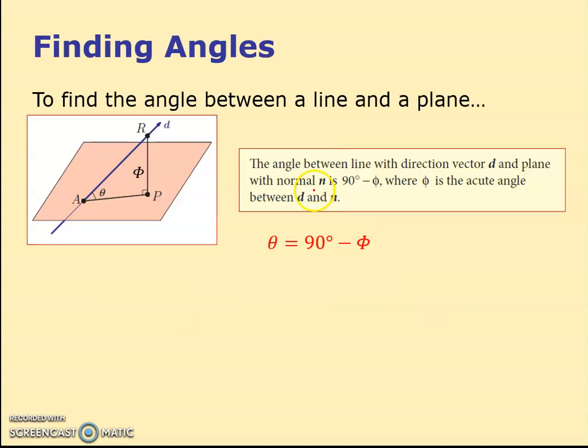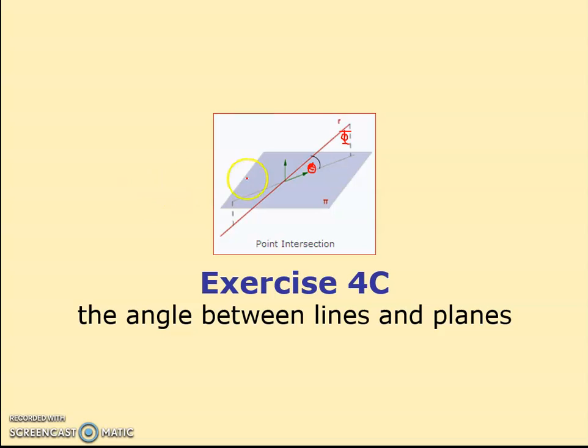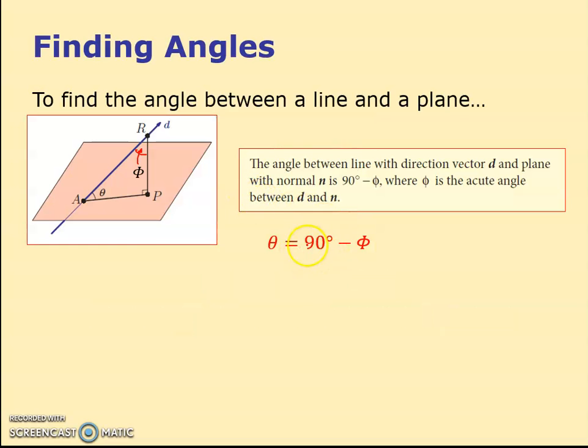So this is the rule when we're doing it. The angle up here is my phi, and I'm going to find that angle by mistake almost, and then the angle I actually want is the angle between the line, which is this line here, and the plane, which is kind of going in this direction. So that's what we're trying to find. And we're going to use this 90 minus phi trick. So this is finding angles between a line and a plane.